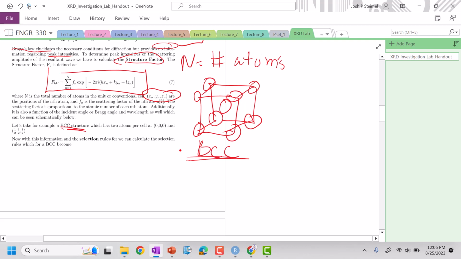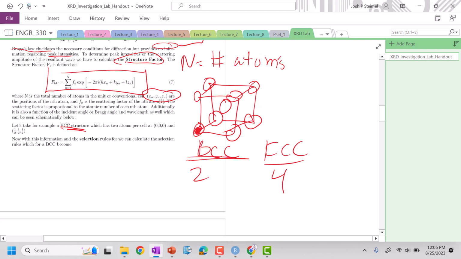We can, and we will. How many atoms will we have? 2 atoms. Because BCC has 2 atoms, we know FCC has 4 atoms, and simple cubic has 1 atom. So my total number of atoms for BCC is 2.